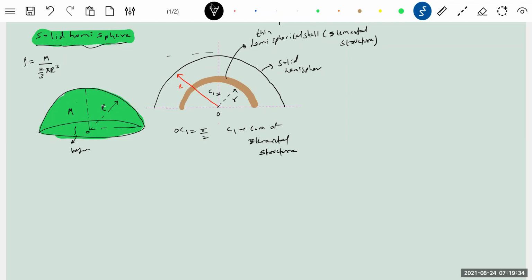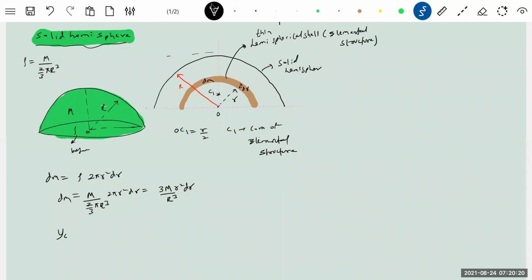No, first we should define the mass of that one. Let the thickness of this be dr, and the mass of that be dm. So dm should be equal to density rho times the surface area of the hemispherical shell, which is 2 pi r square, times the thickness dr. What is rho? Rho is m by 2 by 3 pi r cube. 2 pi gets cancelled, so dm is 3m by r cube, r square dr.